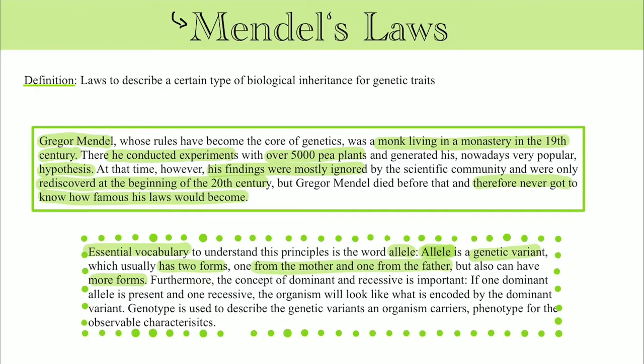An important concept, it's not really about the words, it's about the concept, is dominant and recessive. So if the dominant allele is present, this means that the phenotype, so how an organism looks like, is defined by the dominant one. Recessive means, as the name suggests, that you can't see it. If an organism is heterozygote, it means that he has two different alleles.